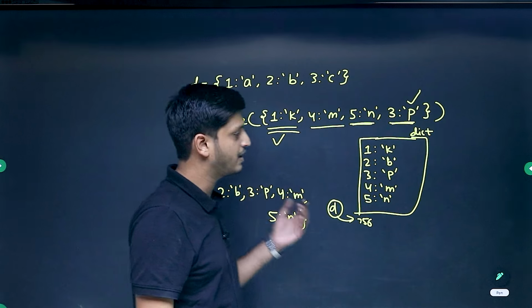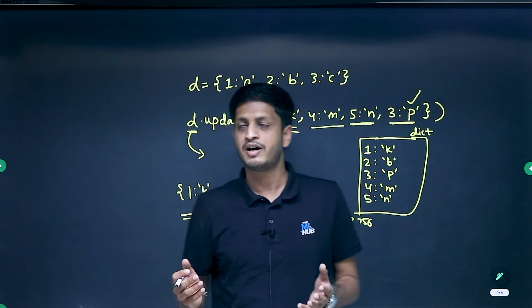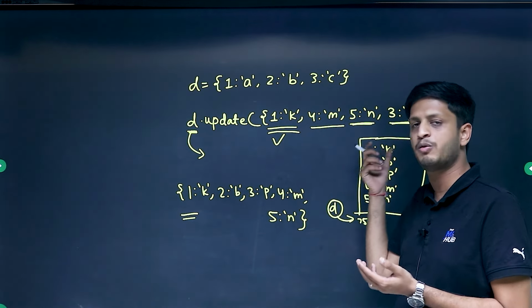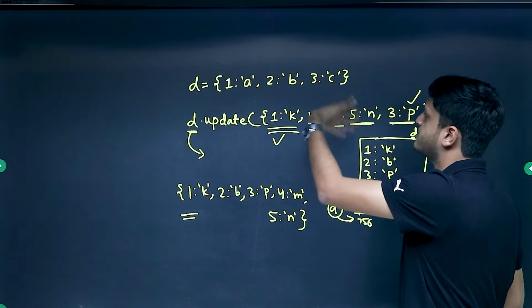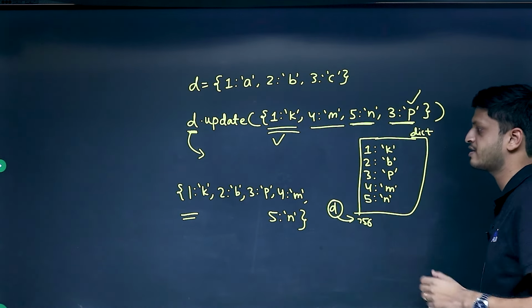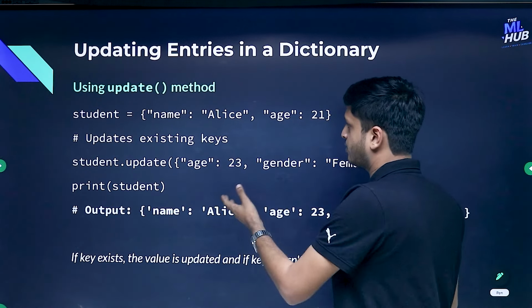So the update function again performs insertion and updation both, depending on whether the key is present or not, and you can give it another dictionary. A dictionary is an iterable of key value pairs. So you can give it another dictionary and it will update all the items into the original dictionary. So in place, D will point to this dictionary. This is how the update function works.